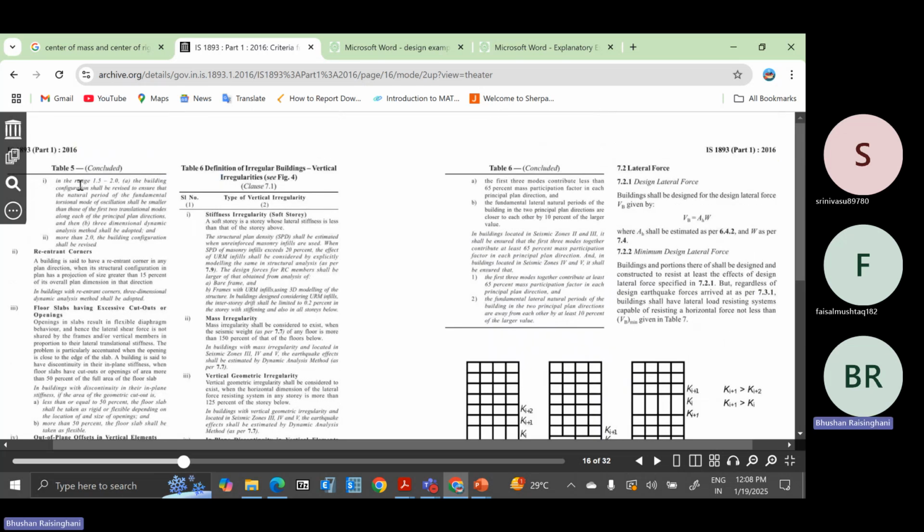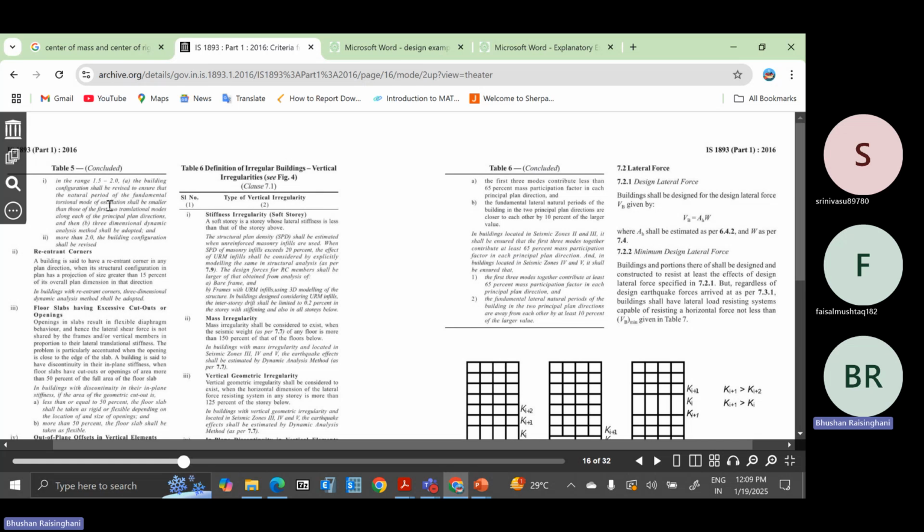Like in the range 1.5 to 2, the building configuration shall be revised to ensure that the natural period of the fundamental torsional mode of oscillation shall be smaller than those of the first two translational modes along each of the principal plan directions, and then a three-dimensional dynamic analysis method shall be adopted, and if it is more than two, the building configuration shall be revised. So if delta max upon delta minimum is 1.5 to 2, then what to do? The building configuration shall be revised to ensure natural period.